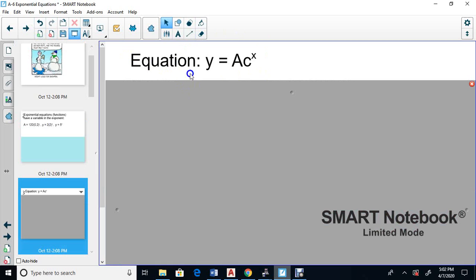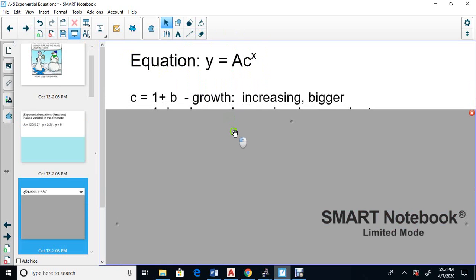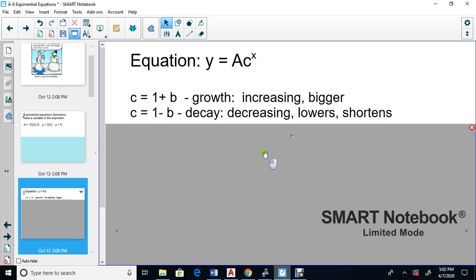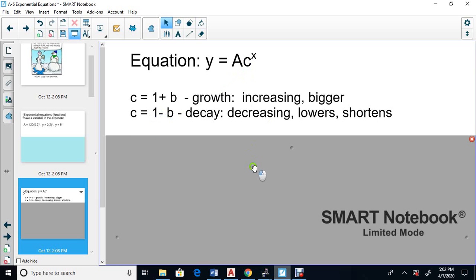The general equation for all of them is like this: y equals a c to the x. Growth means increasing, bigger, so that c value is going to be bigger than 1. It's going to be 1 plus something. Decay means decreasing, lower, shortening, so it's 1 minus. That c will be 1 subtract something.